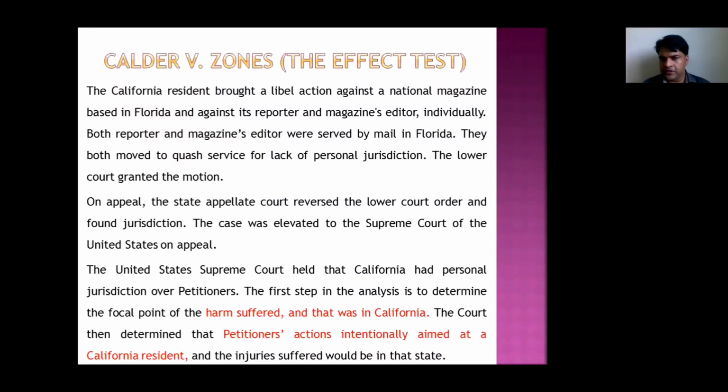Ultimately, the Supreme Court of the United States held that whenever such cases arise, the courts need to see where the harm is suffered by a person. In such cases where the libel action was brought, it is to be seen where the harm is suffered, and basically that means where the effect was felt of the activities carried on by the magazine owner. The court said that since the harm was suffered by the resident in the state of California, the California court shall have the jurisdiction to hear and decide that case. So this test laid down by the court was known as the effect test.